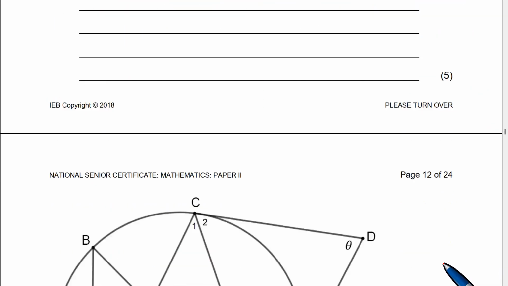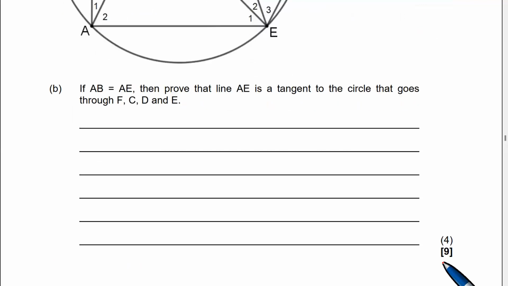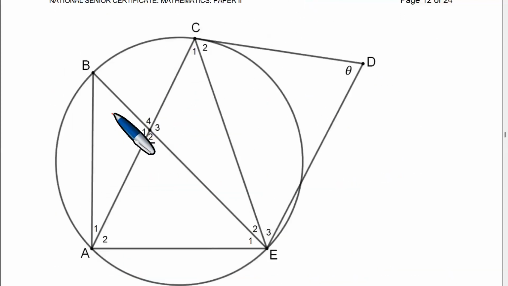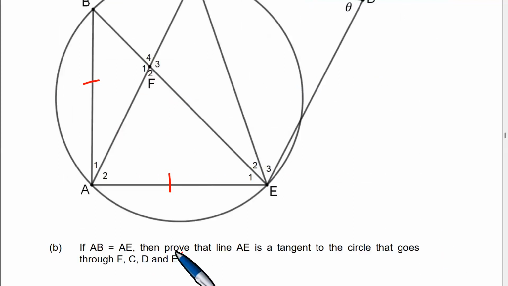Right, next question. The diagram has been redrawn. It's the same diagram we had there, but this one is given 4 marks. What is the examiner saying? Let's check here. The examiner is saying that if AB equals AE, here is AB equals AE. Normally you need to mark these to make sure that you can think clearly about what the examiner wants. Then prove that line AE is a tangent to the circle.